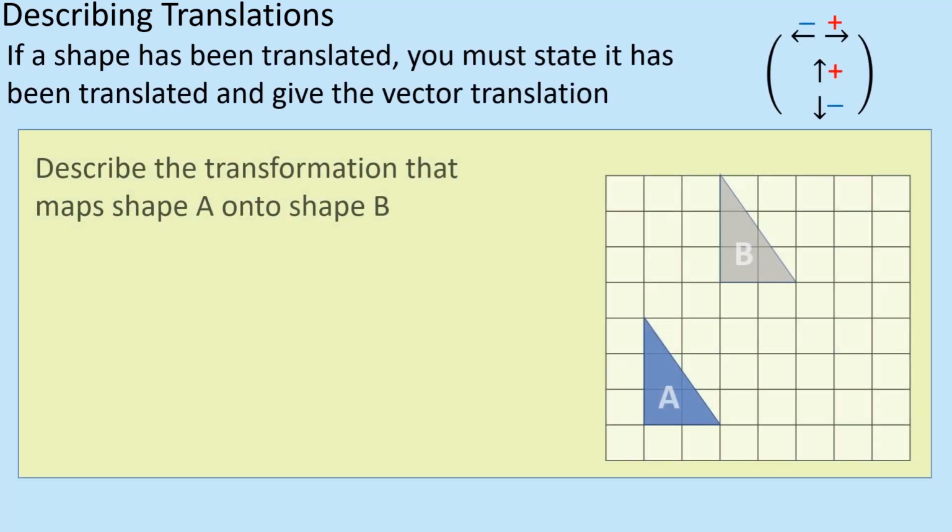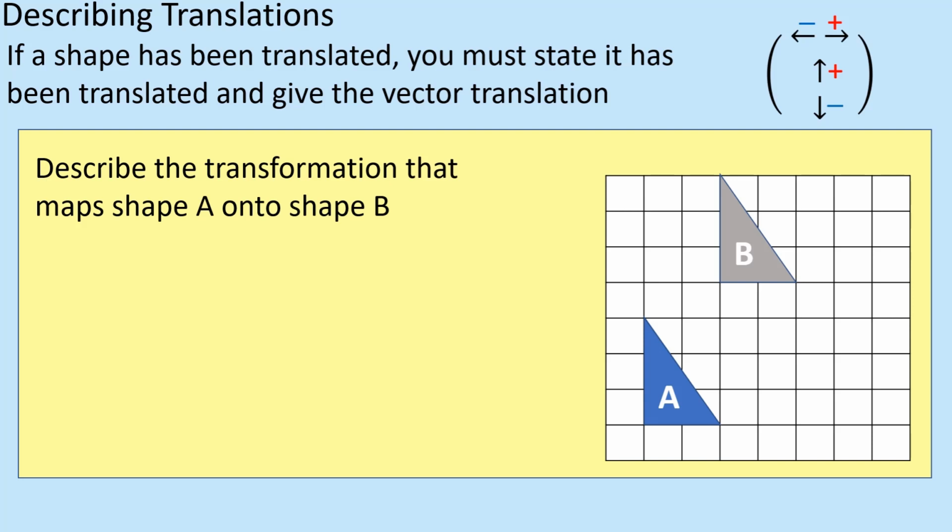Okay. So describing them, well, so far I've introduced you to the vector, but of course the other side of this is me giving you a shape that's been moved, and then you telling me how that's moved. All right, so on here, if you're asked to describe the transformation, again, what they are not saying to you is that it's moved. They're not saying it's been translated. They're not asking you to describe the translation. They're saying describe the transformation.